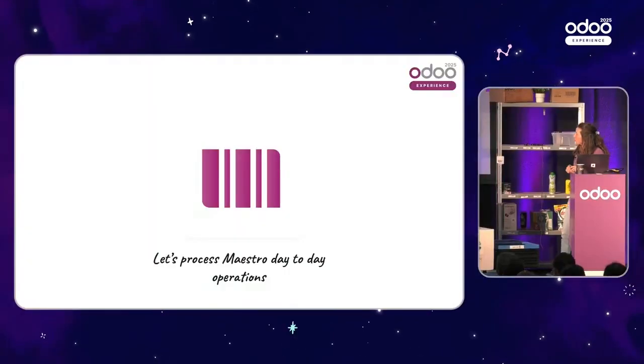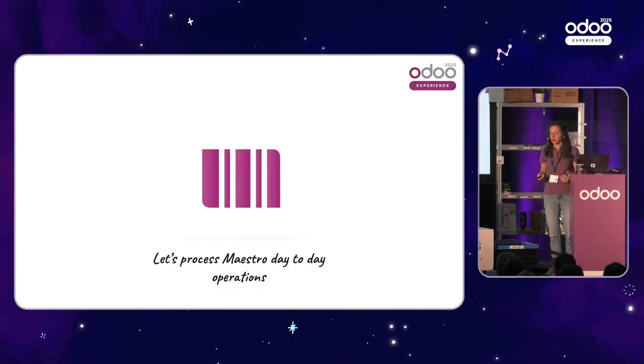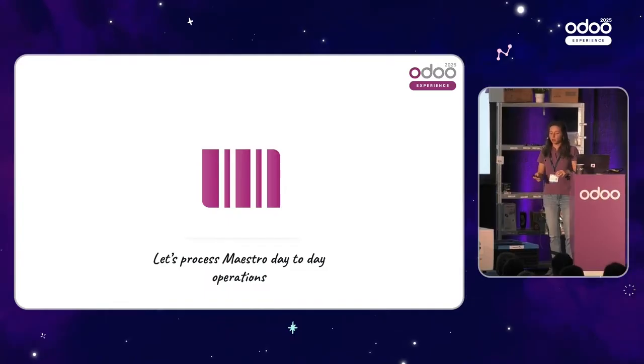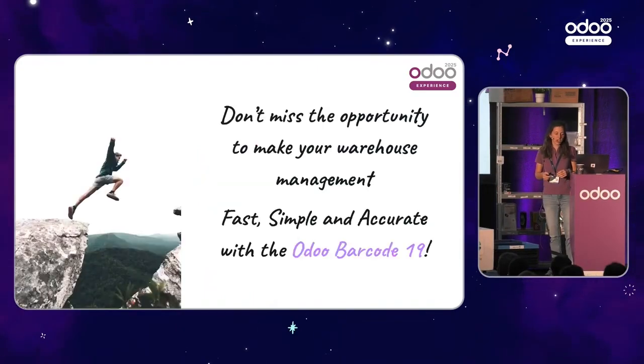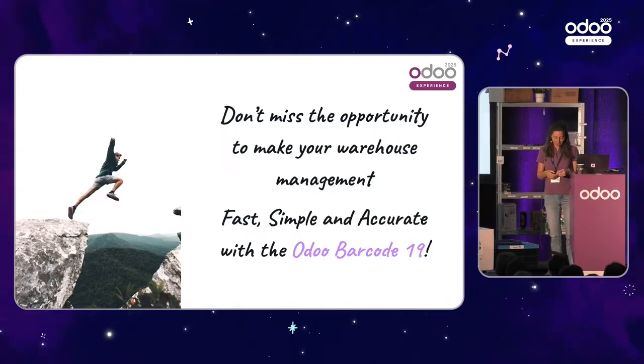So here I go back to my slides, and I hope that I was able to show you that no matter the complexity I have configured here for the Maestro company, I was globally able to show you smoothly how it works with Odoo Barcode. So now it's your turn. Don't miss the opportunity to make your warehouse management fast, simple, and accurate with Odoo Barcode 19.